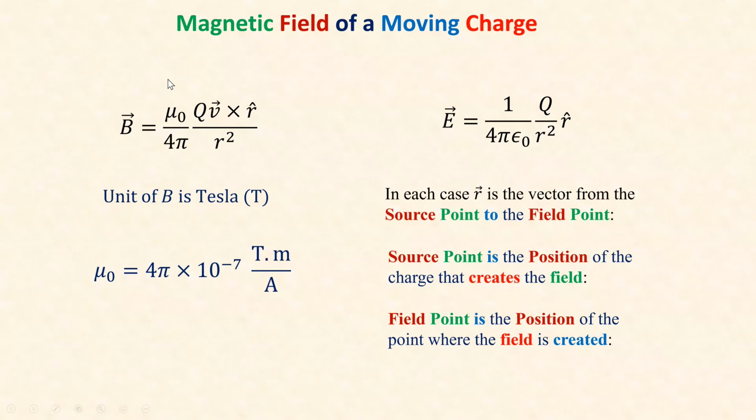You see the similarity between the magnetic field created by a moving charged particle and the electric field created by a stationary charged particle. And you see that instead of 1/4 pi epsilon naught, we have mu naught over 4 pi, and we have q over r squared in both cases. But here we have r hat, and here we have v cross r hat.